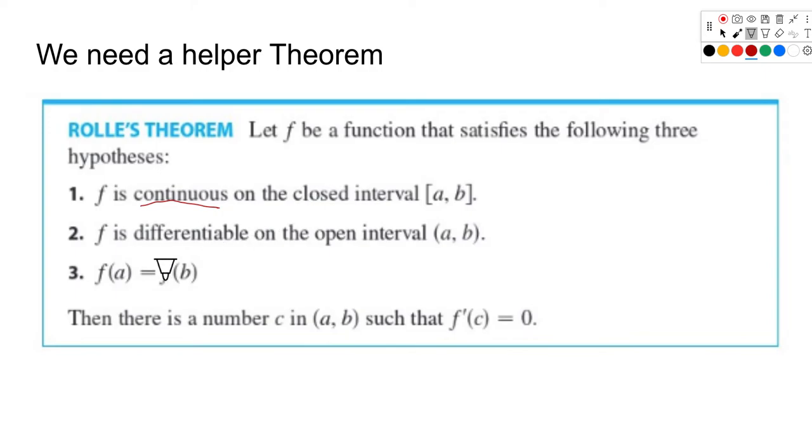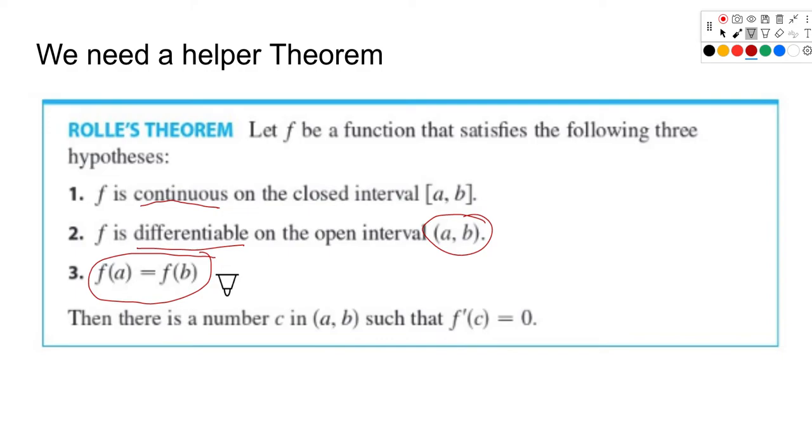It has to be differentiable on the open interval, so that's not including the endpoints, because you can't take a derivative at an endpoint, remember, because there's an infinite number of lines that can go through a point. So if those two things are met, what this is telling us is that, sorry, one more thing that has to happen.